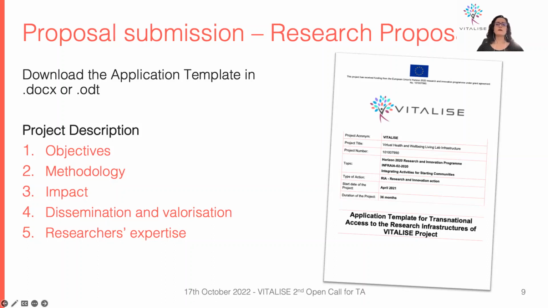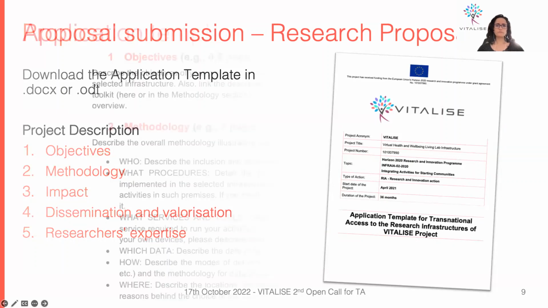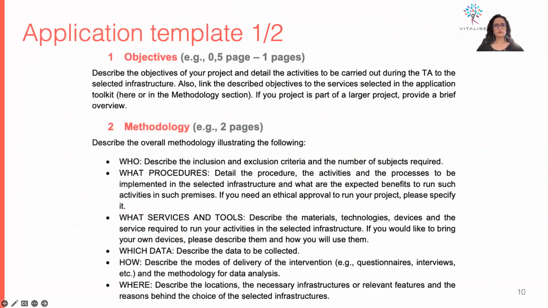The template consists of 5 sections: objectives, methodology, impact, dissemination and valorization, and finally, researchers' expertise. So for each of these sections, you can find some information on the template about what you should write in that section. So, for example, starting with the first section, you should describe your project and detail all the activities that you will carry out during the transnational access.